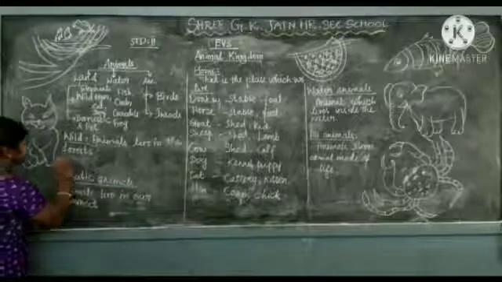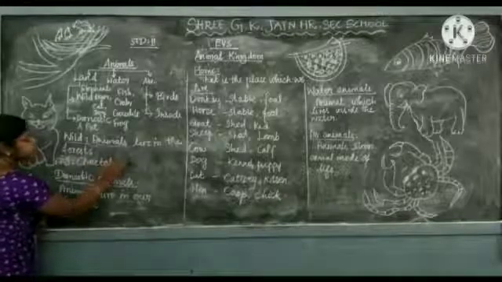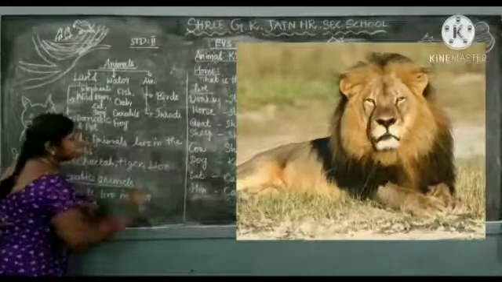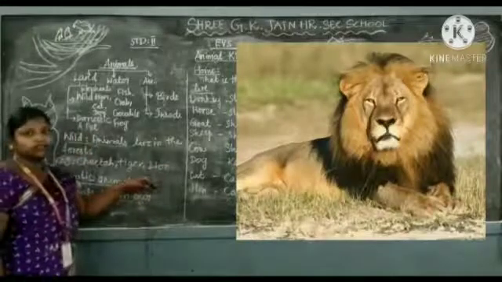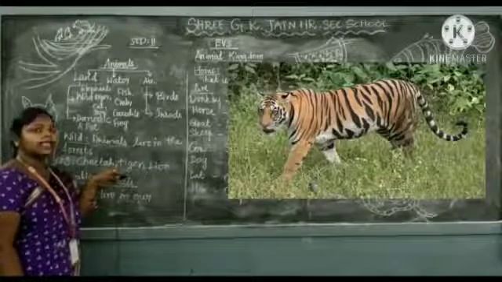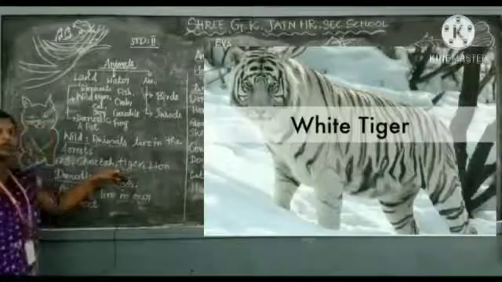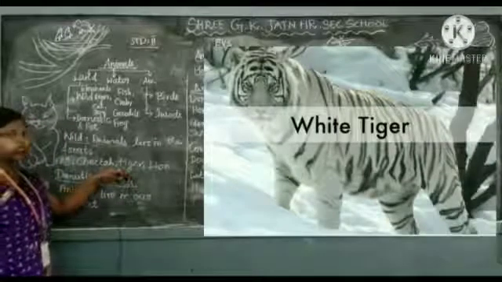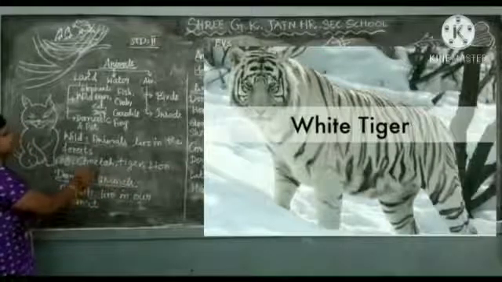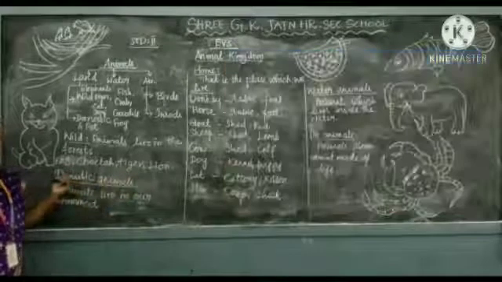Example for the wild animals are cheetah, tiger, lion. Did you hear the name of lion? Lion is the king of the forest, isn't it? Tiger, it is yellow in color and it is having stripes on their body. White color tigers also, that's a rare species. So we can find in some other jungles. Cheetah. So these are the examples of wild animals.